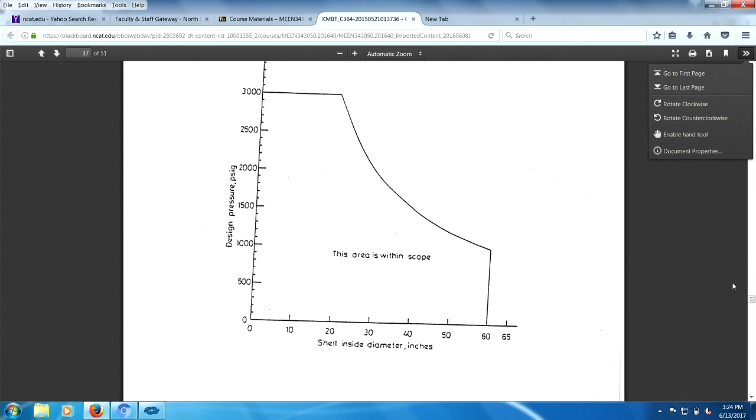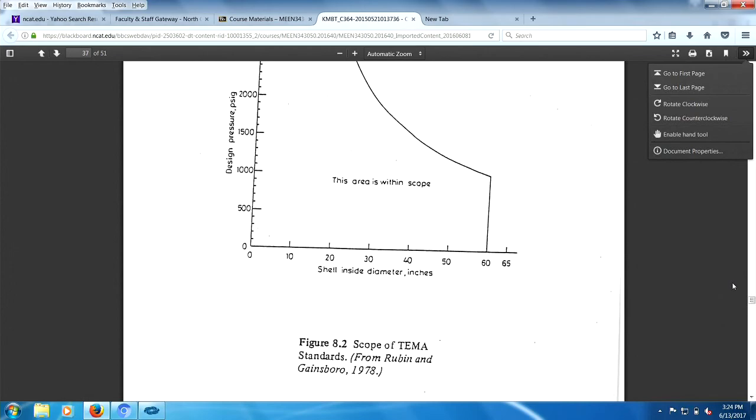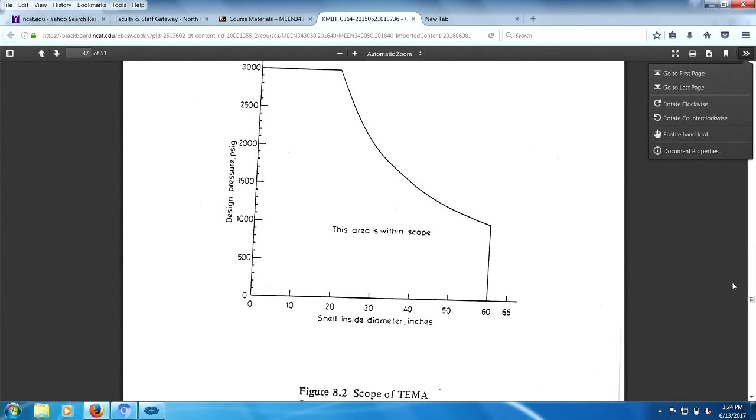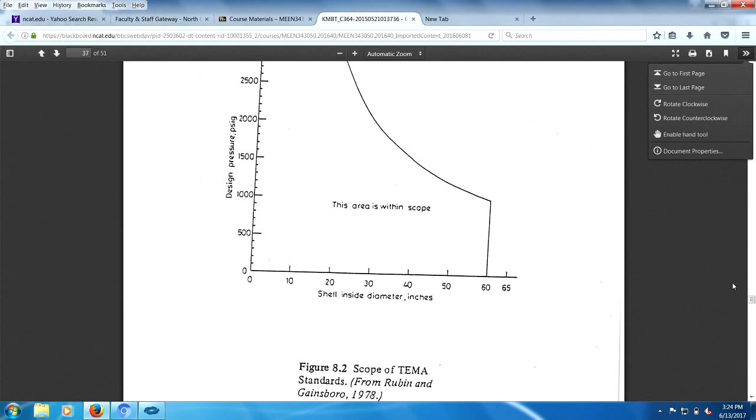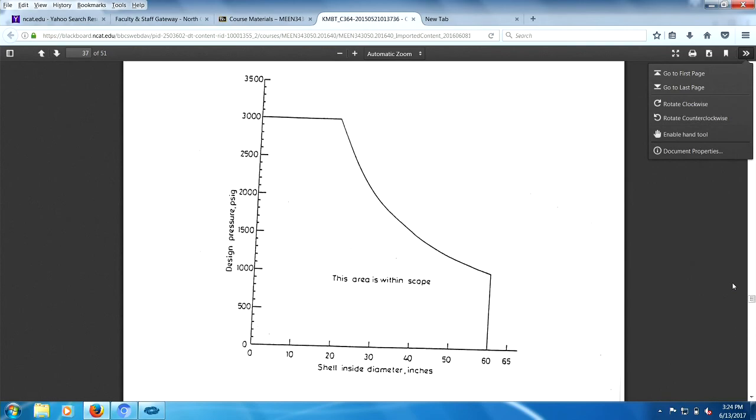So this is the TEMA thing. Let's see if it's TEMA. Yeah, scope of TEMA standards. Now TEMA, you've got people beyond TEMA, okay? Maybe there are parts associated with it. This is what they all agreed to. You can go up to 3,000 PSI. I already told you there's stuff that goes up to 10,000 PSI. The higher the pressure, the more efficiency, I guarantee you. So you can have 300 PSI, 3,000 PSI. You know what that is? 3,000 PSI, that's 200 atmospheres, right? Roughly 200 atmospheres.